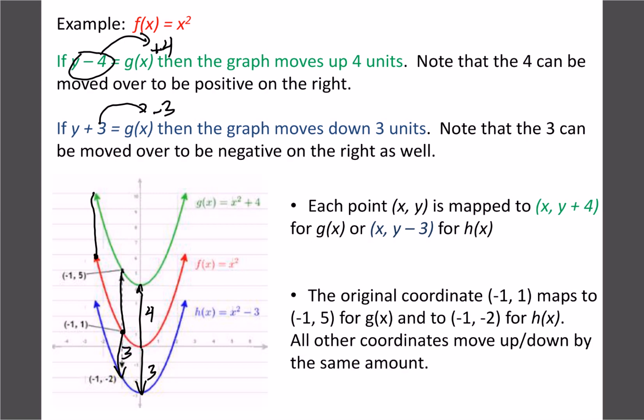Okay? So pretty simple to deal with vertical translations. You just have to be careful of the plus and minus signs to make sure you're getting the right direction. And then you can see we have the mapping there. It went to y plus 4 for the green one, y minus 3 for the blue one, and then there are a couple of coordinates that were adjusted accordingly.